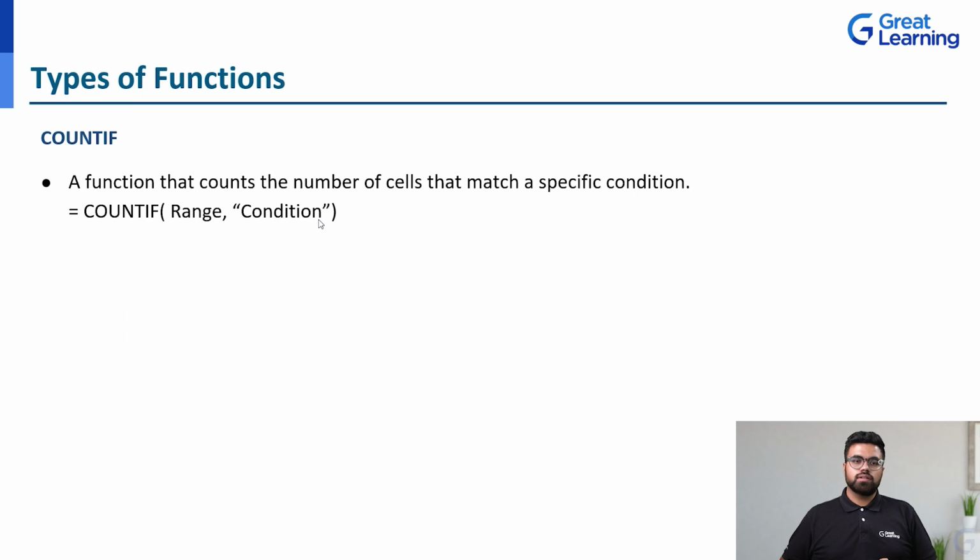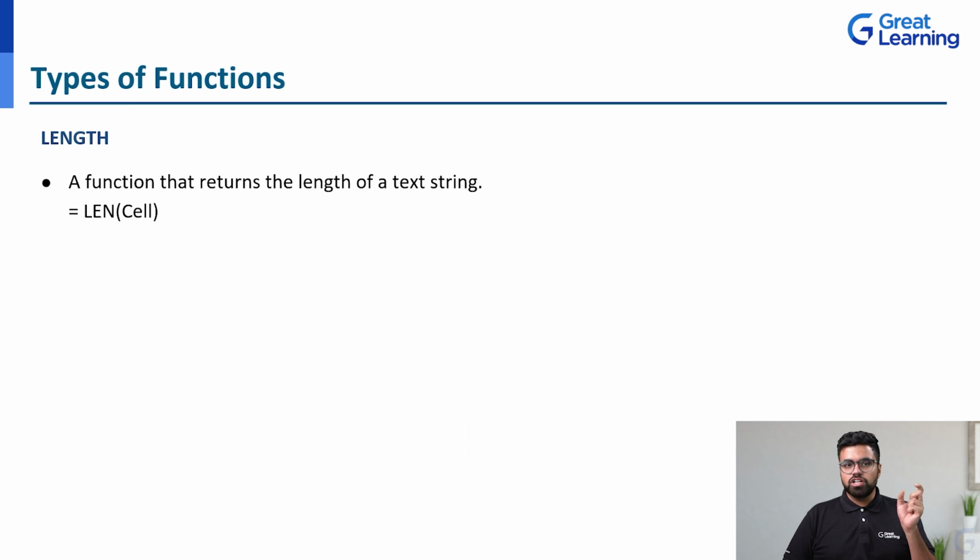That's the first function. The second function is LEN, a function that returns the length of a text string. What would be the length of that word, that string? It would give me that number. So what is the syntax? Equals LEN, open bracket, the cell that I need to select, close bracket. That would be the second function.